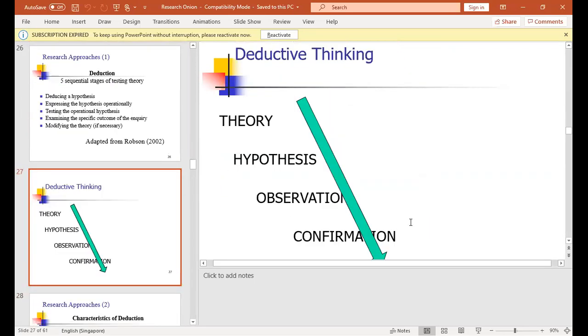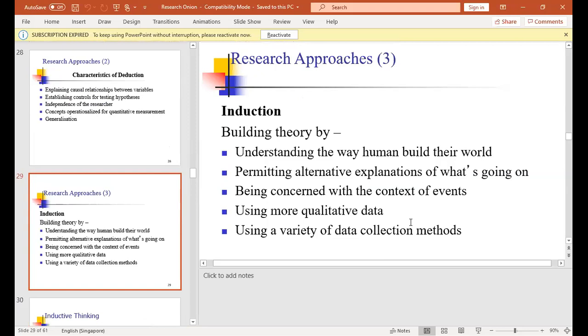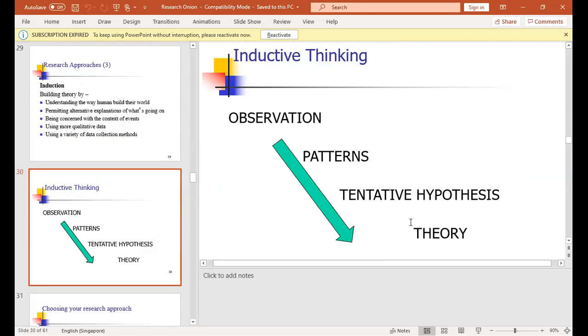So the deductive approach would have these steps, as you can see on the screen: theory, hypothesis, observation, confirmation. Because you test the theory, and either accept it or reject it. Whereas in the inductive approach, you start from observations, develop patterns, and then have your tentative hypothesis, and finally theory.